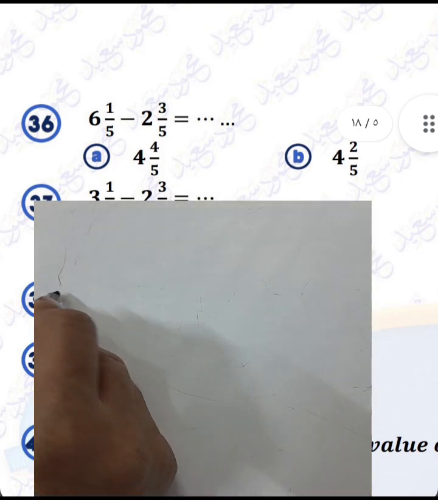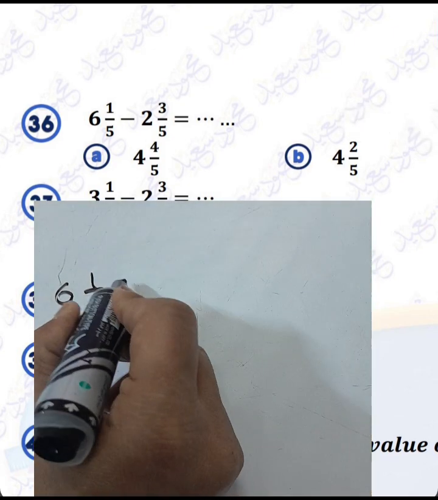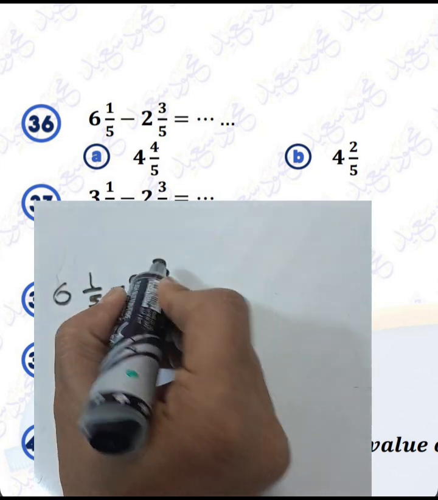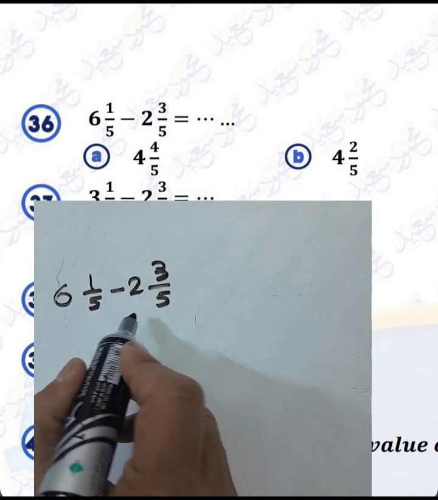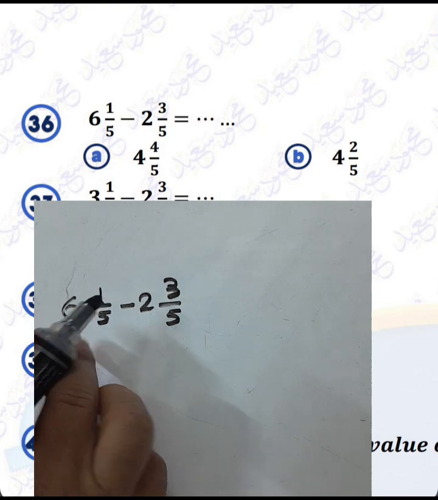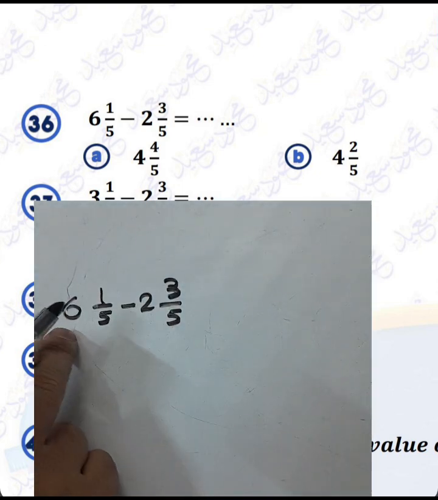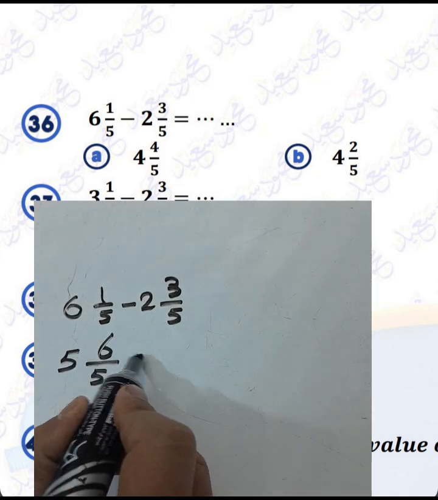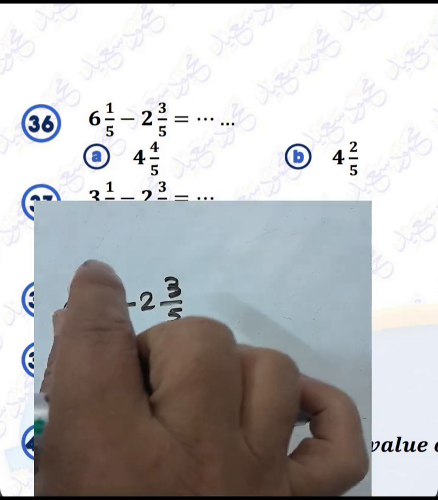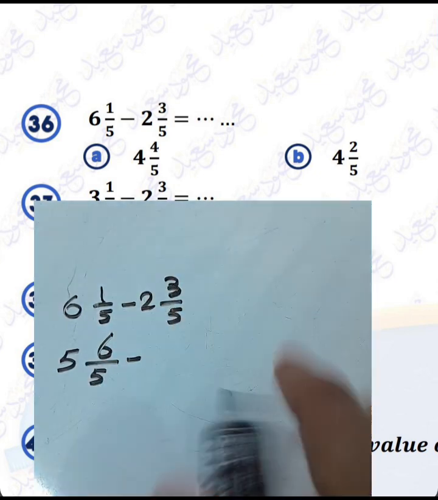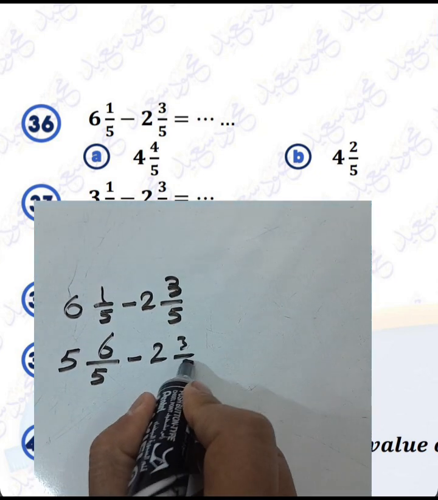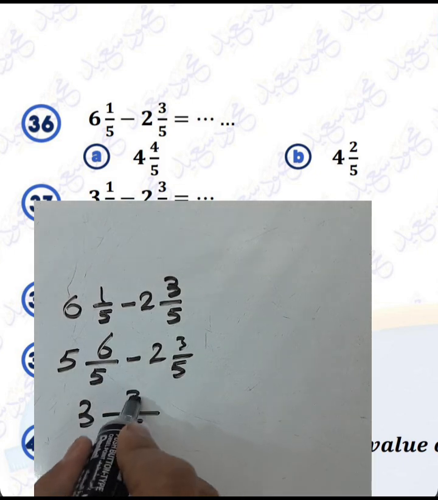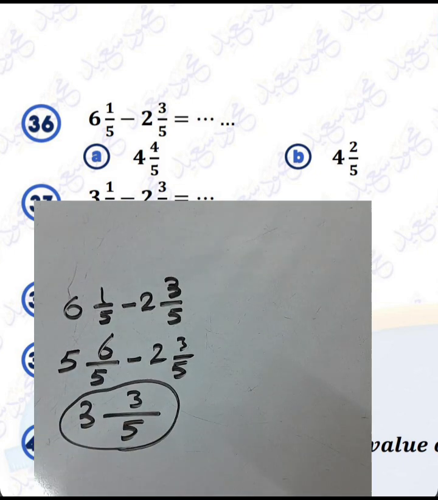6 and 1 over 5 subtract by 2 and 3 over 5. We can find the difference between two numbers. 1 minus 3 we can't do it, so we must borrow 1 from 6 to be 5, and 5 plus 1 equals 6, or 1 will be 5 over 5 plus 1 over 5 will be 6 over 5. 5 minus 2 equals 3, and 6 minus 3 equals 3. Then the result will be 3 and 3 over 5.